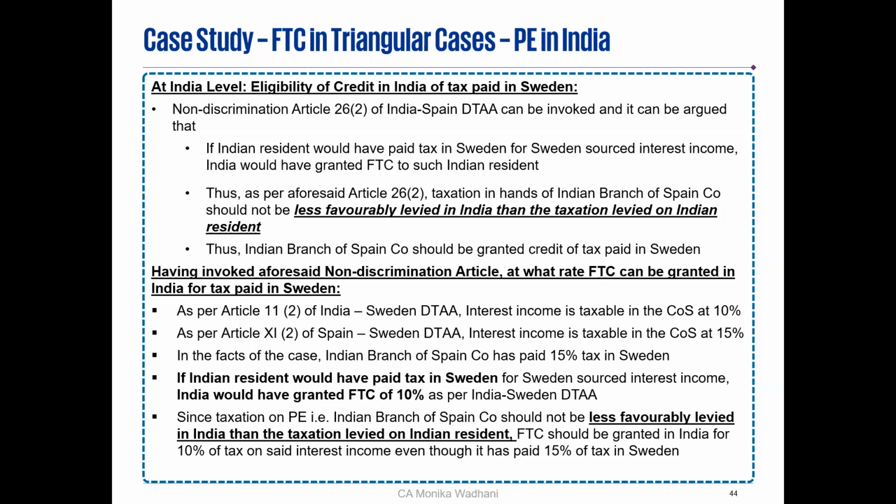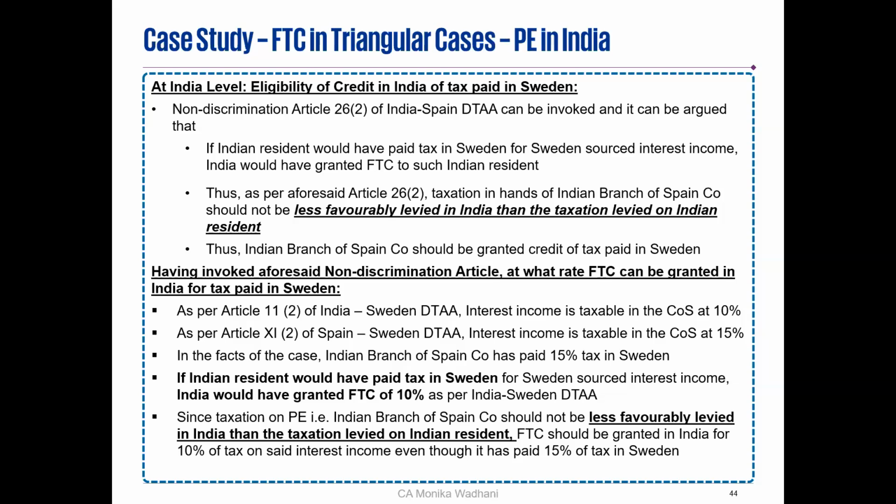So the interest taxability under India-Sweden is at 10%. However, interest taxability under Spain-Sweden is at 15%. And taxes are in fact being deducted at 15%, as we saw in the slide when we were dealing with the implications in the hands of the Sweden country. So if 15% tax is deducted, can India grant credit of 15% by invocation of the non-discrimination clause?